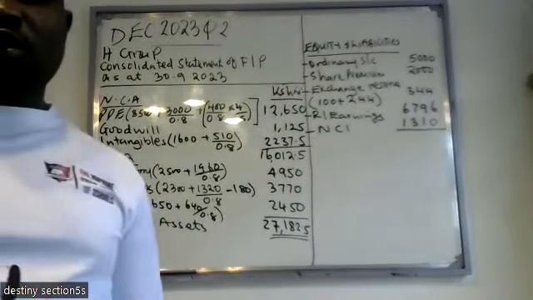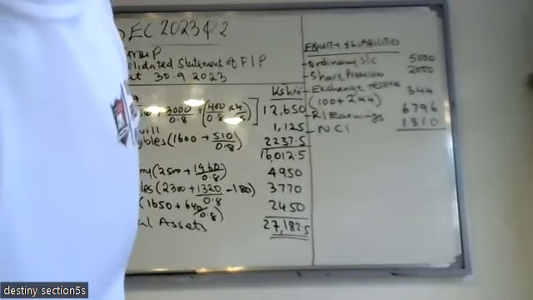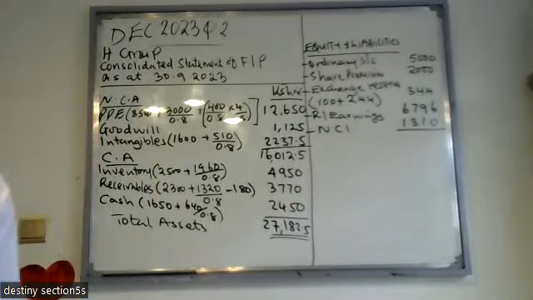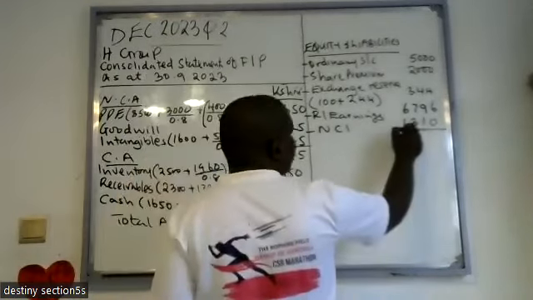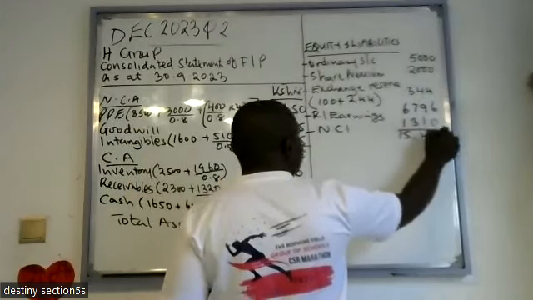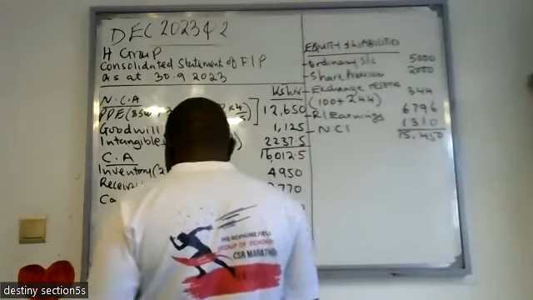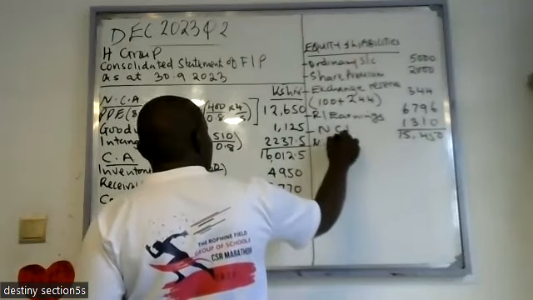How much is the total equity? Total equity, someone with a figure? Abdallah, 15,450. 15,450. Thank you. Non-current liabilities.